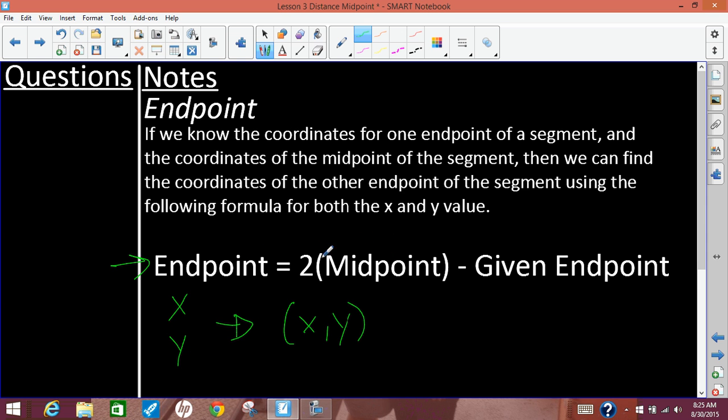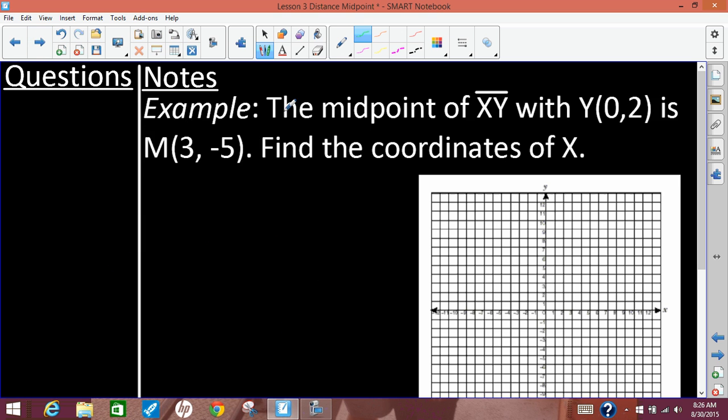First we'll find the x. We'll take the x value of the midpoint, plug it in here, we'll take the x value of the endpoint that we know, plug it in there, and we'll find the x value of the endpoint we want. So I'm going to shorten this: that's endpoint equals 2 times the midpoint minus the endpoint given.